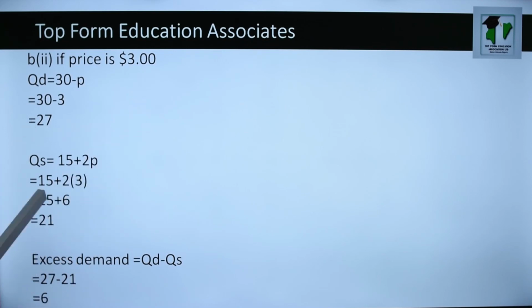How do you compute excess demand? Excess demand is quantity demanded minus quantity supplied. So in this case, quantity demanded is 27, quantity supplied is 21. The excess demand is 6.